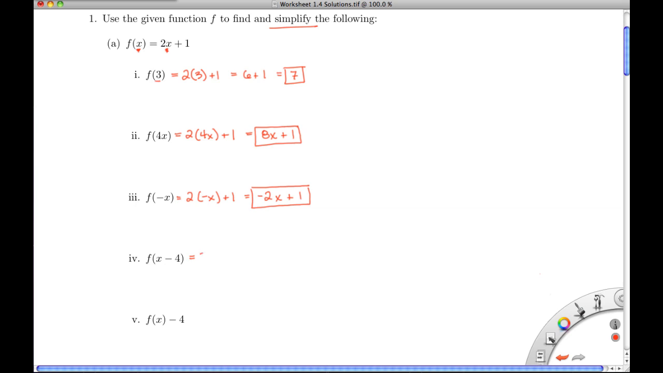For part 4 of A, we're going to replace that x with x minus 4. And now we've got to distribute that 2 again. So we distribute the 2 to the x, and then we distribute the 2 to the negative 4. And then we've got the plus 1 still kind of hanging on there. So at this point, we do have some terms that we can combine. So to finalize the simplification, we've got 2x, and that would be 2x minus 7.